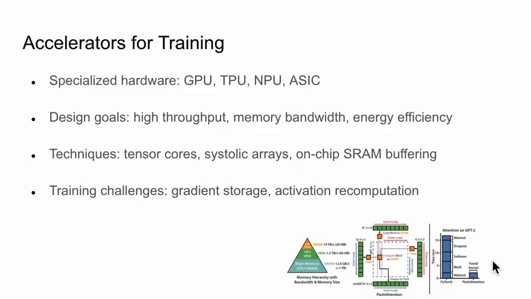Training adds unique challenges such as gradient and activation storage, so some systems recompute activation on the fly to save memory at the cost of extra compute. The overall trend is moving towards training-specific chips that co-optimize arithmetic units and memory hierarchies.